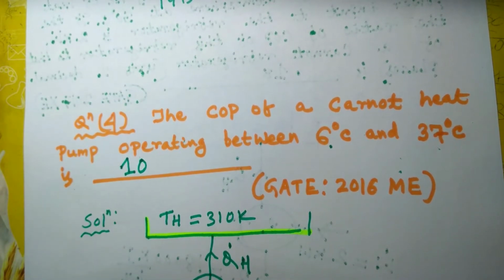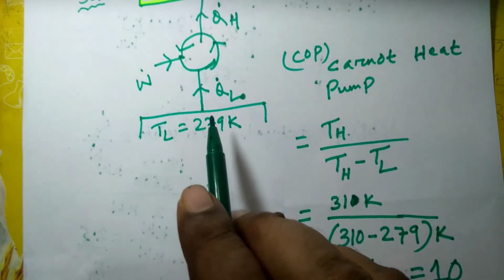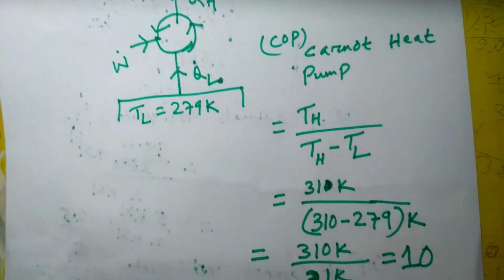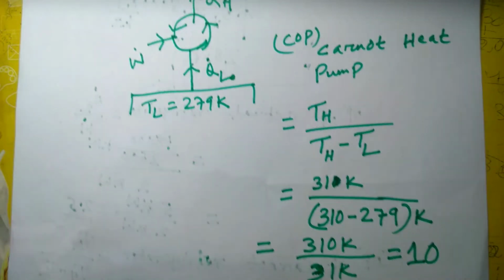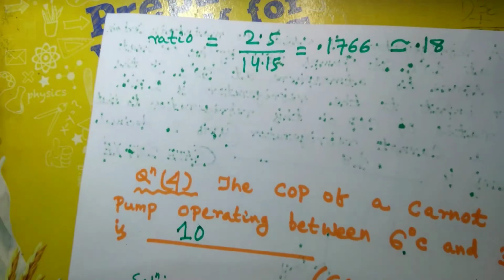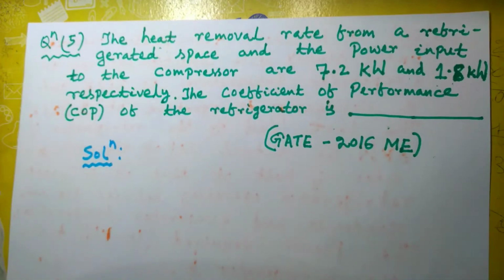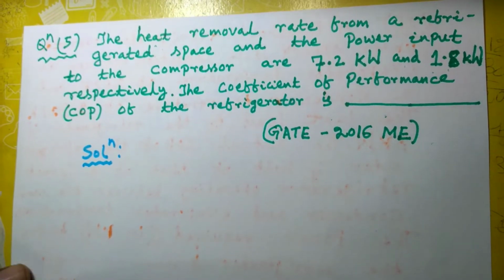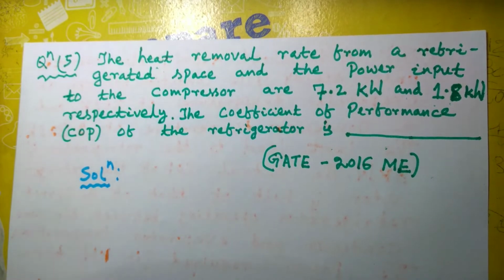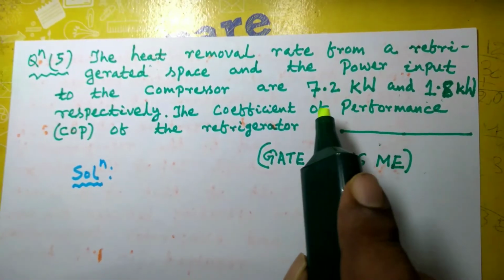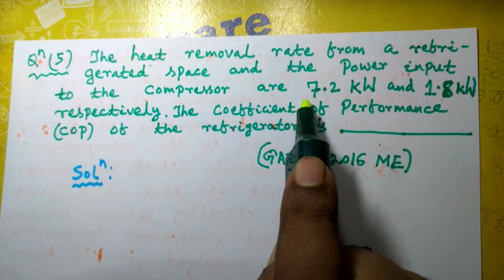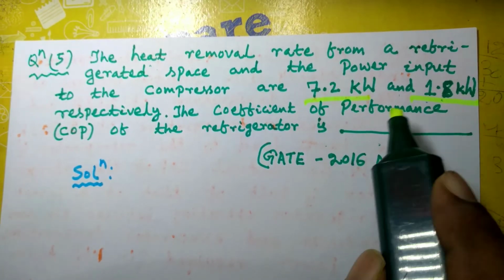And if you were to calculate the COP of a Carnot refrigerator, of course, it would have been 9, because the COP of a heat pump is always greater than the COP of a refrigerator by 1. So the next question is question number 5, that was asked in GATE 2016 mechanical engineering. The question is like this: the heat removal rate from a refrigerated space and the power input to the compressor are 7.2 kilowatt and 1.8 kilowatt.